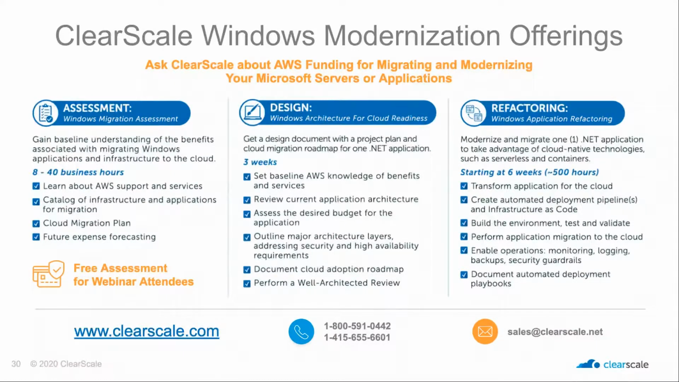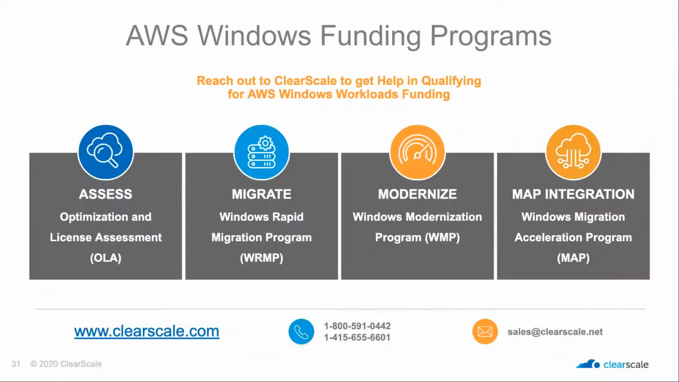So this is 6 weeks, about 500 hours. We'll take one of your applications and take advantage of some cloud native technologies and migrate them to Amazon, enable any security and monitoring guardrails, and then give you a playbook so that your team can continue to manage this system. SFMatch actually took advantage of assessment and design, and then we did a replatform. And then we did an assessment and design again into a refactoring. So it's really beneficial for them.